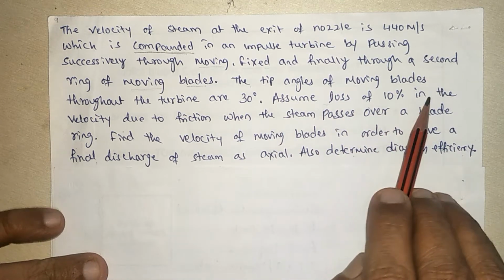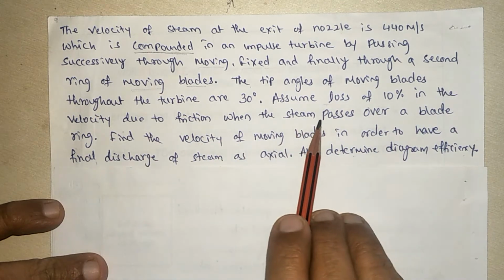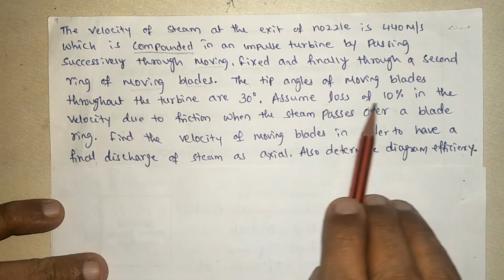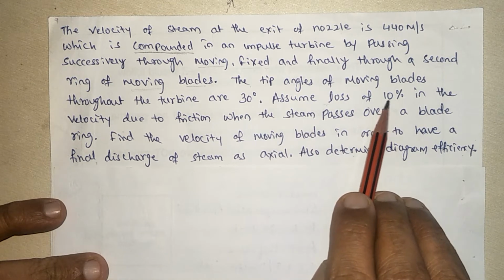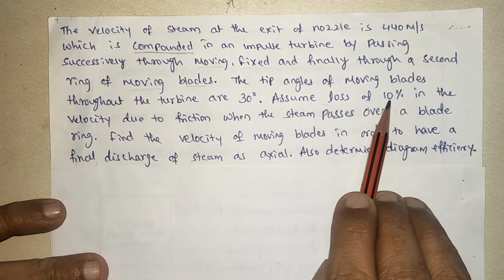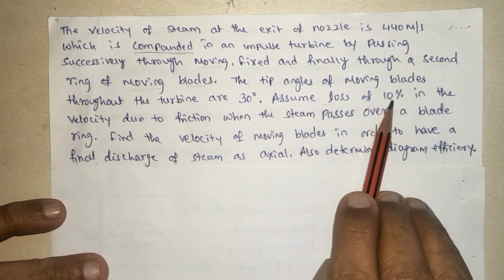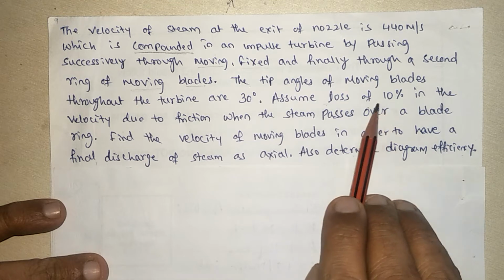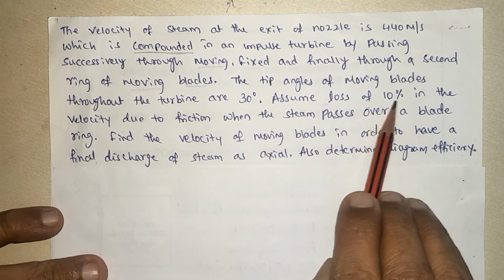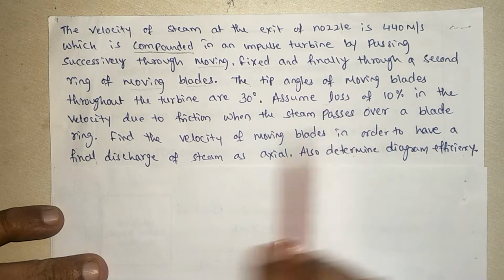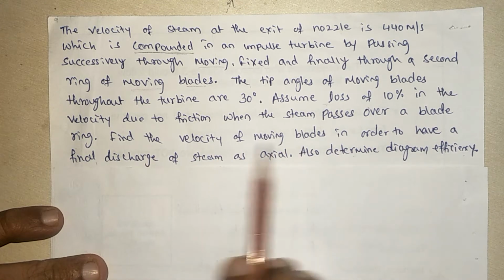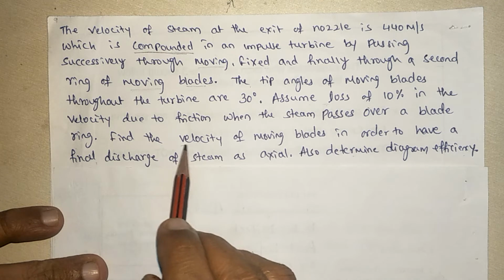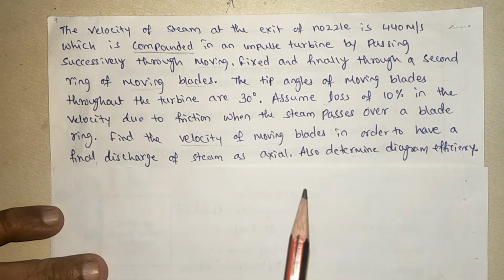Assuming a loss of 10% in the velocity due to friction, this indicates that CB is equal to 90%, right? 10% is lost to overcome the friction, so 90%. So we can say that CB is equal to 0.9. Along with that, what is to be found here? Find the velocity of the moving blades. Here we need to calculate the velocity of the moving blade, that is nothing but u.